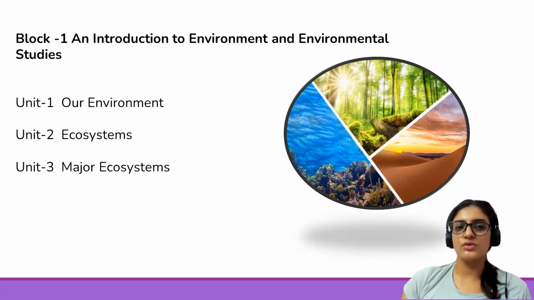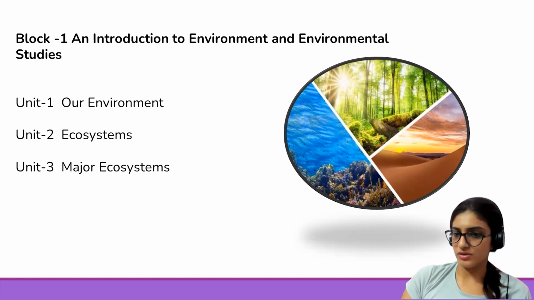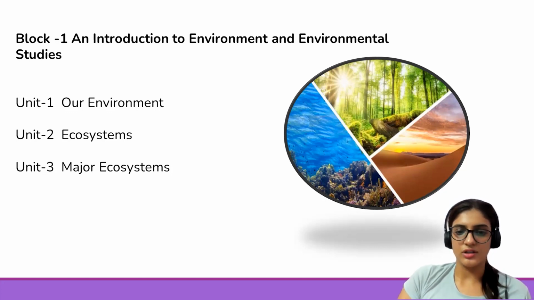All this we are going to study in Unit 1. In Unit 2, we are going to study what are ecosystems, what are the functions of an ecosystem, and what is the structure of an ecosystem, like age pyramid, food web, food chain, like these. In Unit 3, major ecosystems, we are going to study different types of ecosystem, like terrestrial ecosystems and aquatic ecosystems. So we are going to study all the different types of ecosystem in this unit.